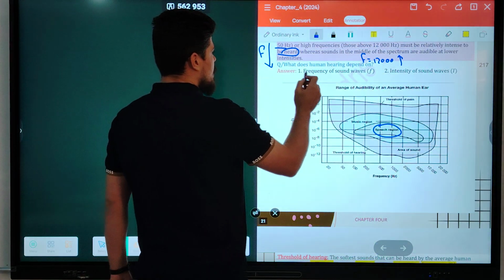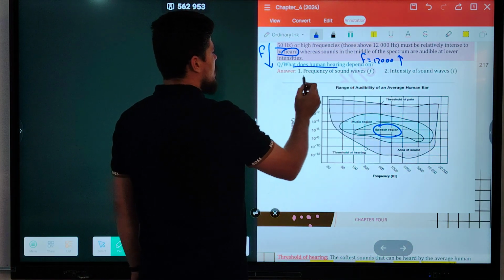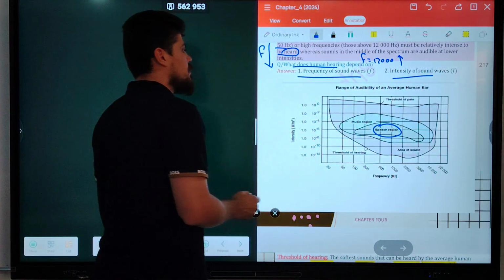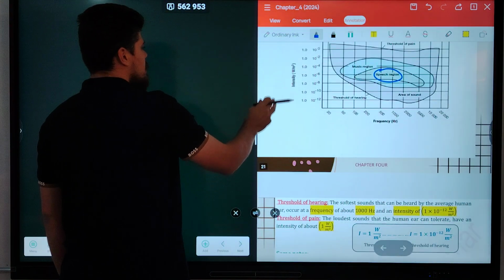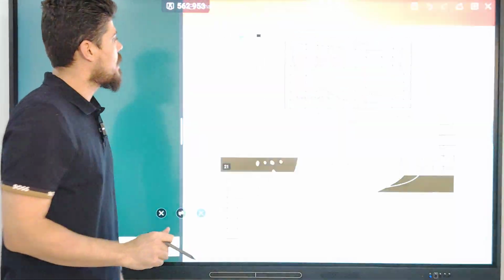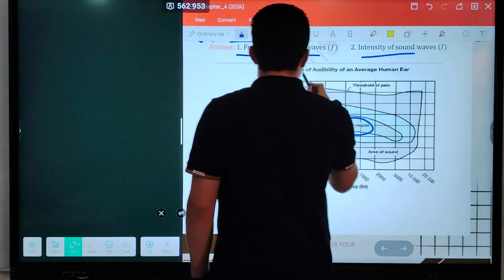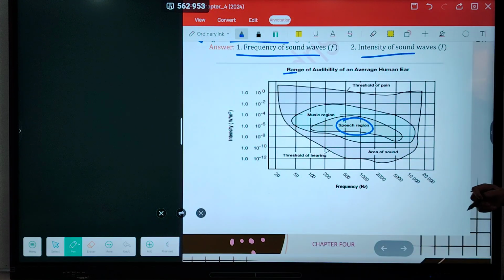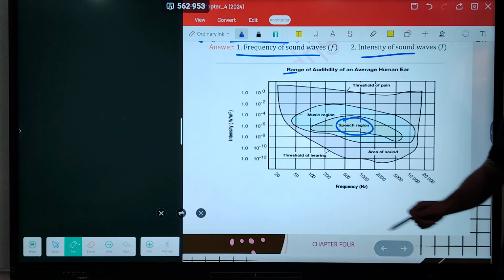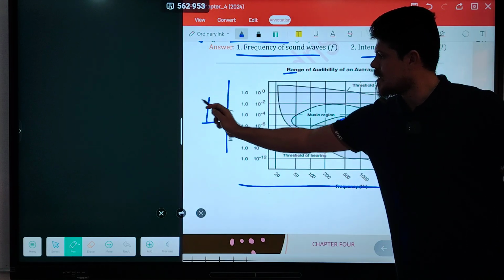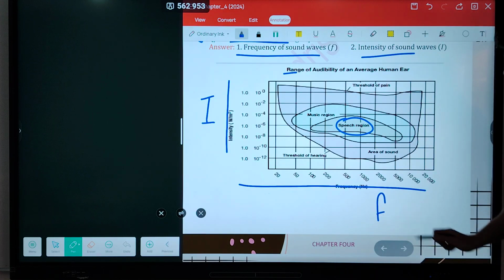Look, what does human hearing depend on? Frequency of the sound wave and intensity, both factors, frequency and intensity. Look at this spectrum, guys, it's very important. This is the range of audibility of an average human ear. We have two curves, intensity and frequency.